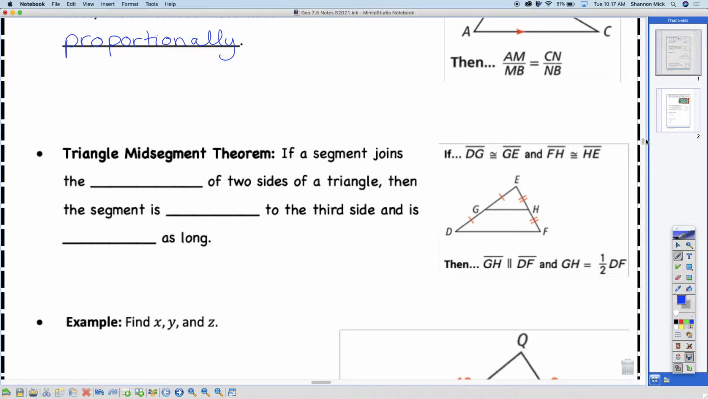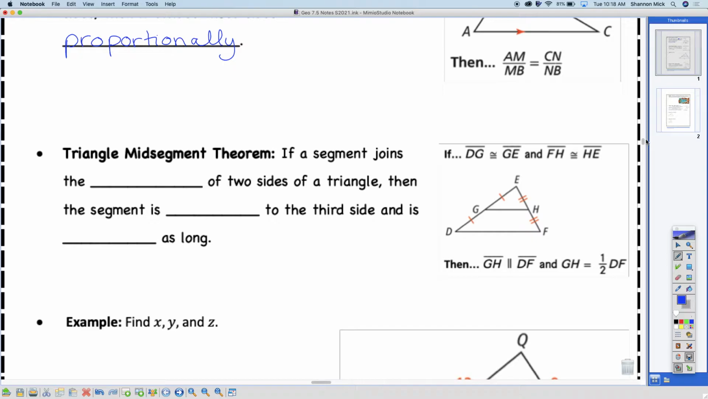Triangle mid-segment theorem. And again, this one says I have some congruent pieces, don't I? Well, if I say mid-segment, I'm dividing things in half, aren't I? So shouldn't I have some congruent pieces? Yes. Okay, so this says if DG is congruent to GE and FH is congruent to HE, so that means their measurements are equal, correct? Yes. Then GE, that line in the middle, is parallel to DF.